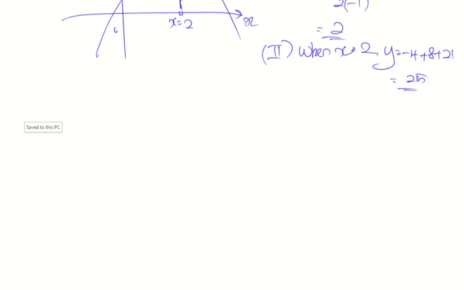Let's try one more. y equals x squared plus 2x plus 5. Okay, can you give me the maximum point? Okay, let me show you. Everybody, please have a look.